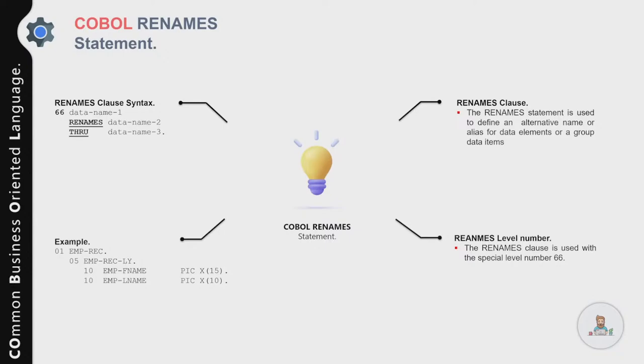And just below that, I've used level 66 with a variable name, that is employee personal information, followed by renames, that is first name through last name. So I've actually renamed or regrouped both first name and last name under employee personal information. So you can very well access these variables either by employee record layout or by employee personal information as per your requirement. Now let's talk about a couple of important rules related to the rename clause.